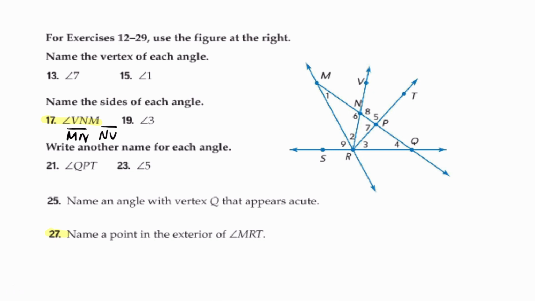Let's go ahead and jump into number 27. Name a point in the exterior, meaning outside of angle MRT. So here's M, R, T, and the 2 points that I see that are outside of that angle, S and Q. Okay?